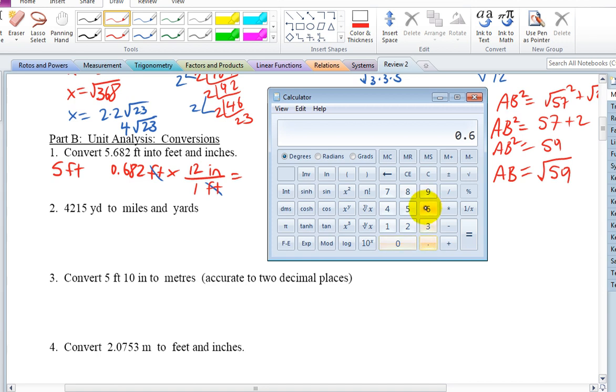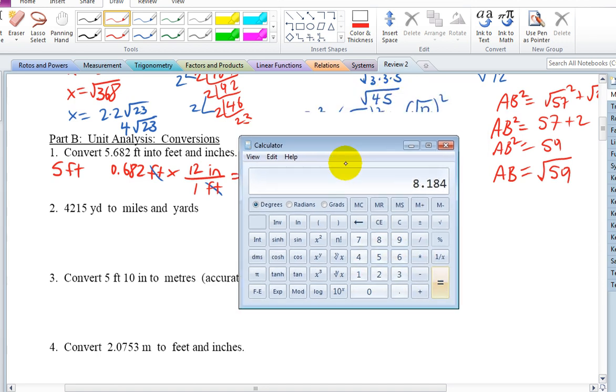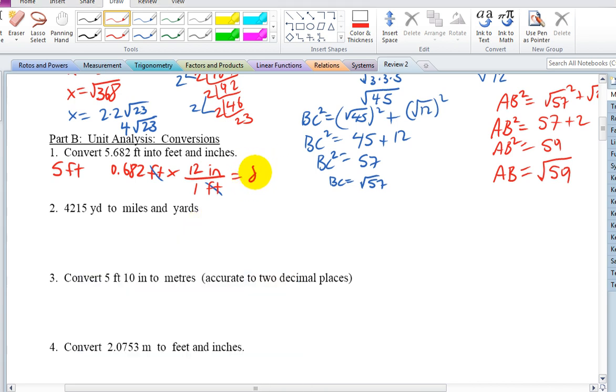Take out your calculator, 0.682 times 12, divide by 1, 8.184. Now we want to convert to the nearest inch, so we would just simply say it's 5 feet 8 inches. Okay, round it out. Any questions? Okay, so I just broke it into a whole number, 5, and a decimal, convert my decimal.